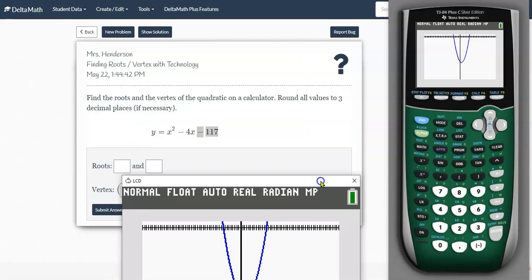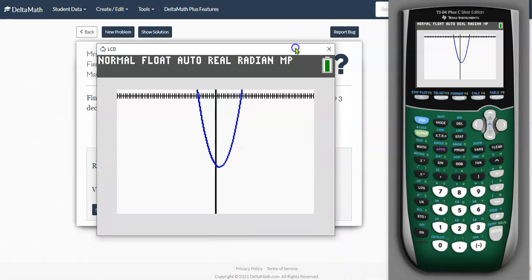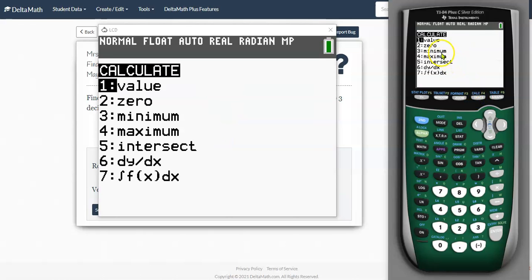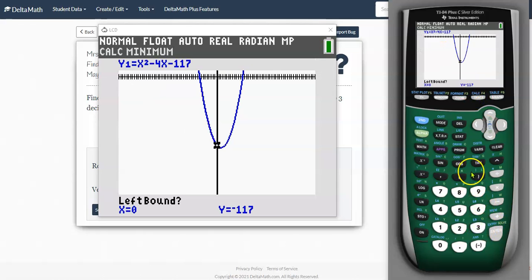And let's see, what does it say? Find the roots and the vertex. All right, so I'm going to go with the vertex first, and then I'm going to zoom back in and find these roots. All right, second, trace. Well, my vertex actually is a minimum, so I'm going to find the minimum value here. Ooh, that's pretty cool. I like where my cursor started. That's good. So press enter, arrow over 2 times, press enter.